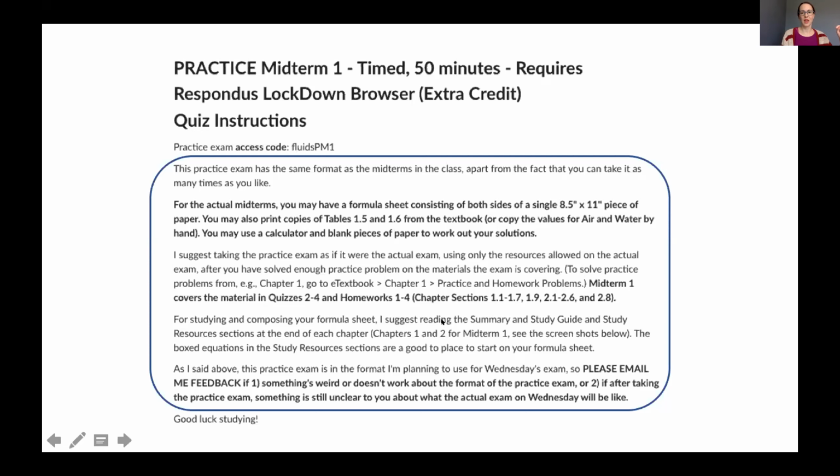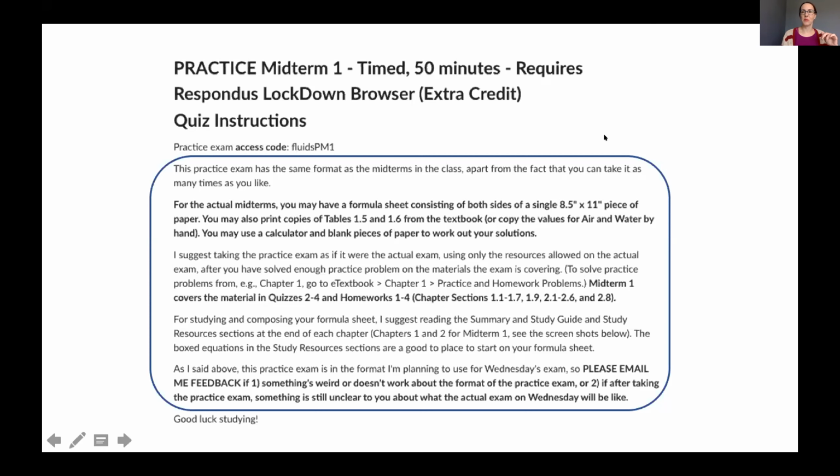A couple of resources that you have available to you are the summary and study guide, which I highly recommend. They've actually got the boxed equations from each chapter that are important. And they also have a selection of practice problems that you can work through that have answers, and some of them have solutions as well.